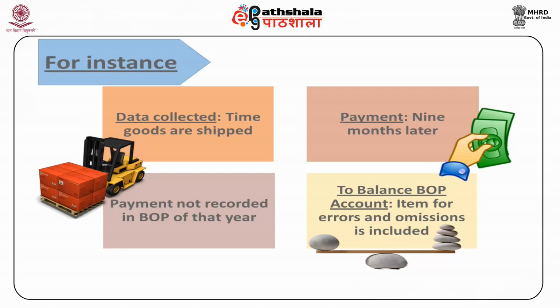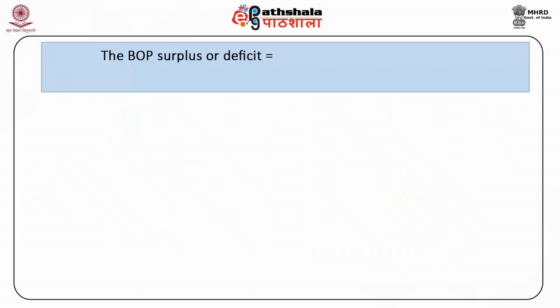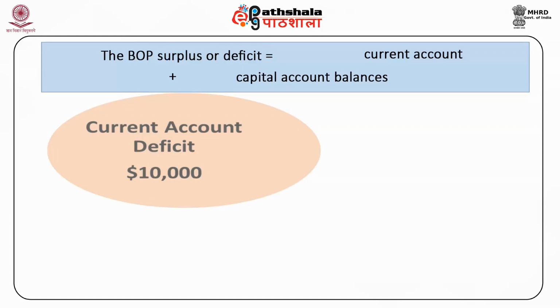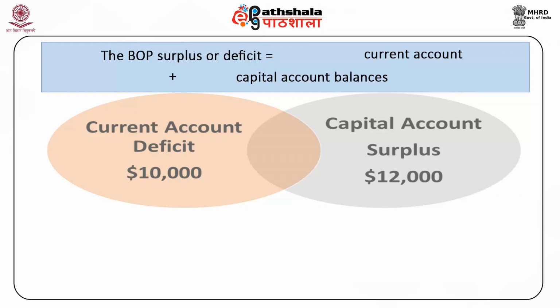You may wonder about the above point. If the balance of payments always balances, allowing for errors and omissions, then why do we talk about a country running a balance of payments surplus or a balance of payments deficit? The balance of payments surplus or deficit refers to the sum of current account and capital account balances. In case a country has a current account deficit of, say, $10,000 but a capital account surplus that is larger in magnitude, say $12,000, then it has a balance of payments surplus of $2,000.